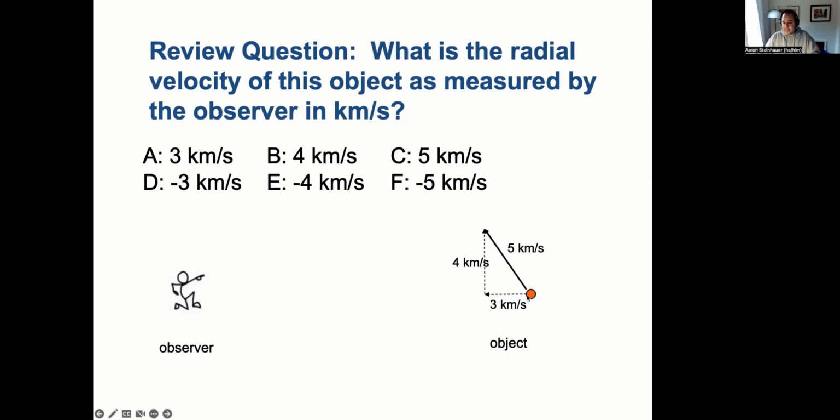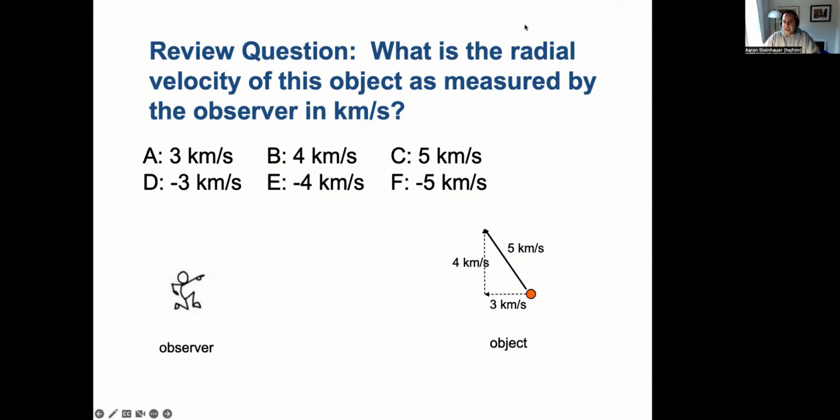The radial velocity is 3 kilometers per second towards. And if you remember our sign convention for radial velocity, positive radial velocity is moving away, negative radial velocity is moving towards. So this is negative 3 kilometers per second. So the answer would be D.